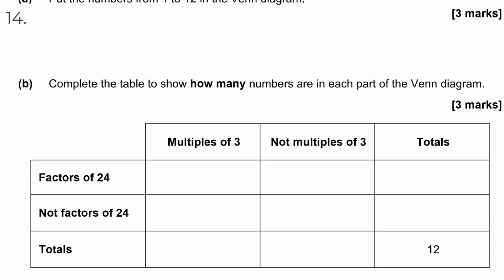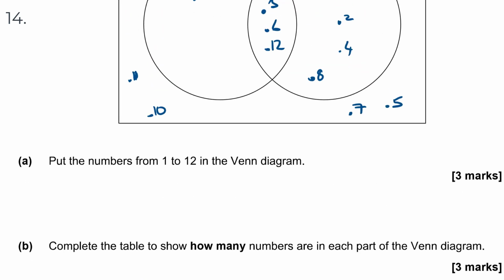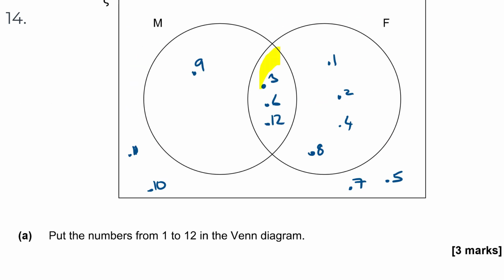Now the next part of the question says complete the table to show how many numbers are in each part of the Venn diagram. Okay, so I've got a two-way table. Factors of 24, not factors of 24, multiples of 3, not multiples of 3. Okay, so first off, what goes in this cell here? Factors of 24, multiples of 3. Now that is the same as our intersection.